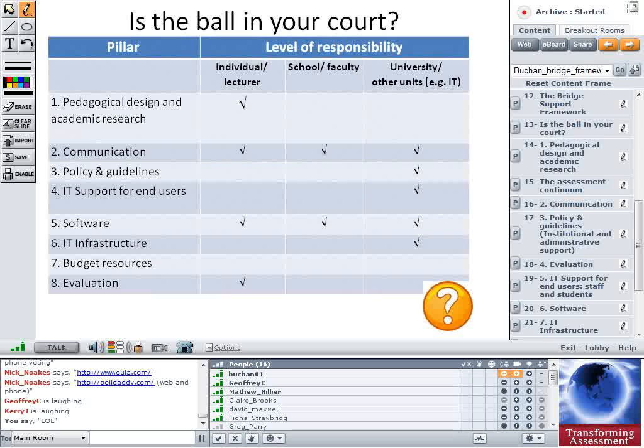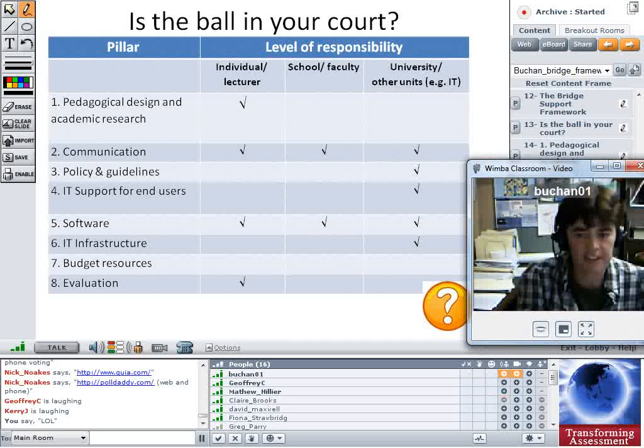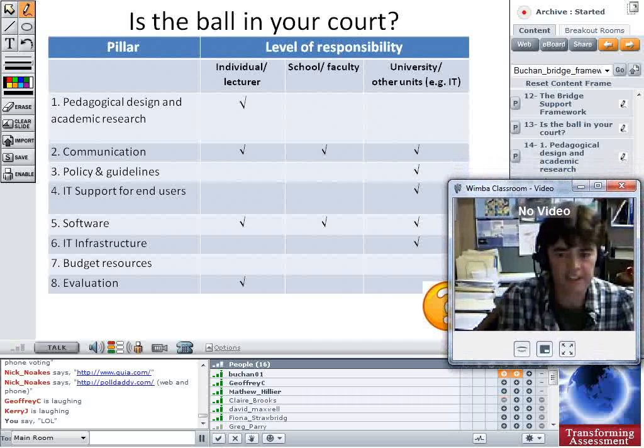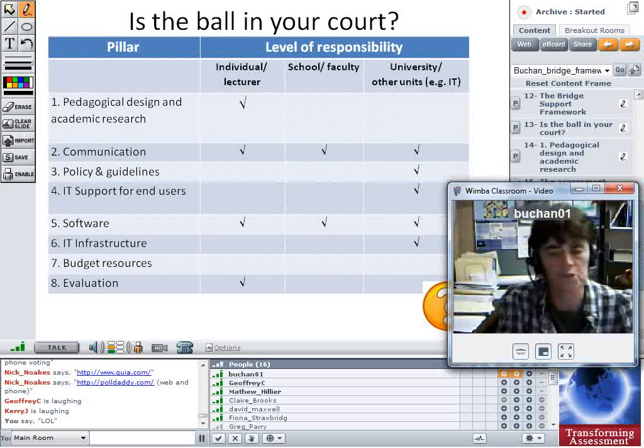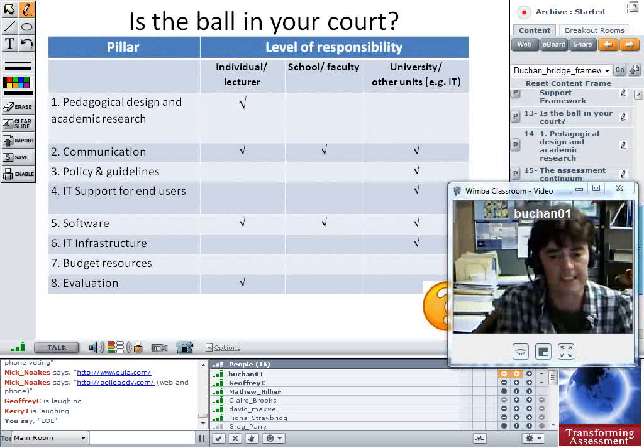So the question for the audience out there is, is the ball in your court? What I mean by that is you look at it and think, well, I'm just a lecturer. I just want to be able to go in and set up a quiz and be done with it. So I don't know that I really need to worry about the IT infrastructure, the software, the budget, IT support and so on. That should all be taken care of.